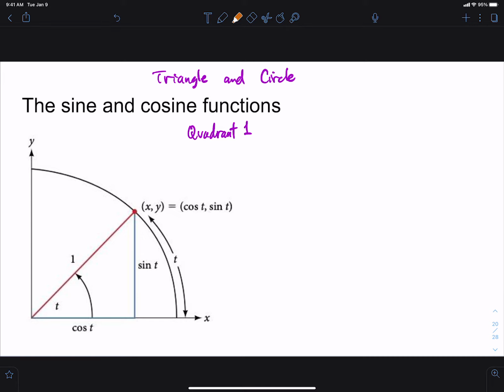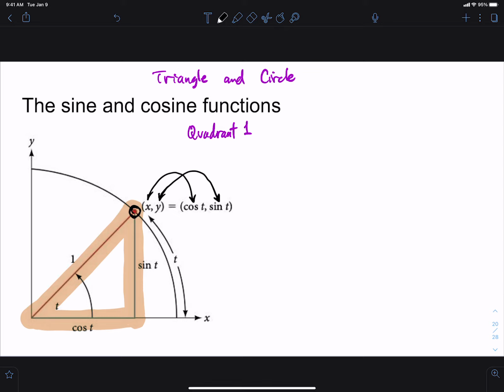So where's the triangle? That's easy to see. Here's the triangle right there, and that's a right triangle. And what we're looking at is a point on the unit circle. The point is right here, and the coordinates are x comma y, and x is the cosine of the angle and y is the sine of the angle.